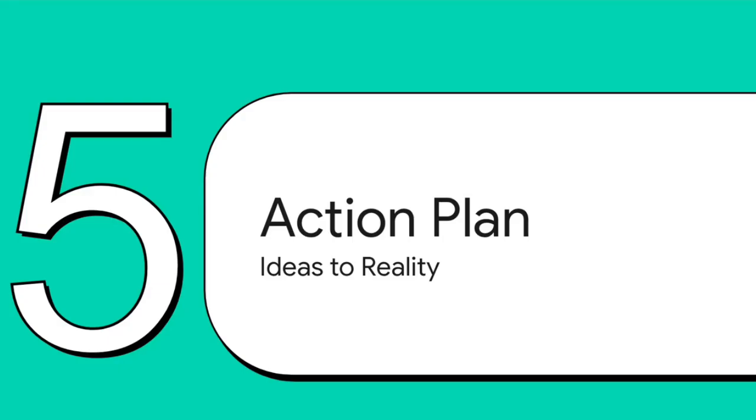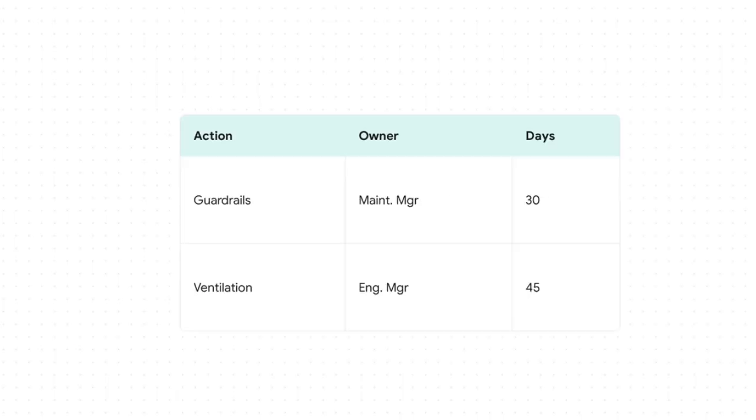Section 5. Creating an action plan, turning recommendations into reality. So, ideas are great, but Section 8, the action plan, is where we turn them into reality. It uses a really simple but incredibly effective structure. Action required, responsible person, and time frame. For instance, Action 1, install permanent guardrails. Who's on it? The maintenance manager. When? Within 30 days.